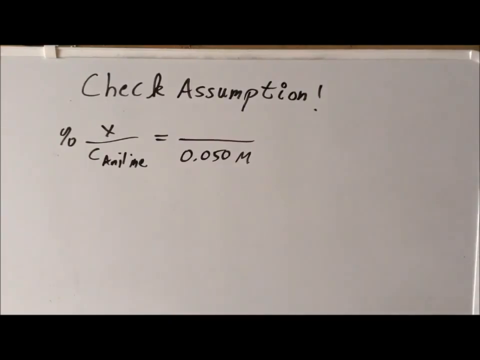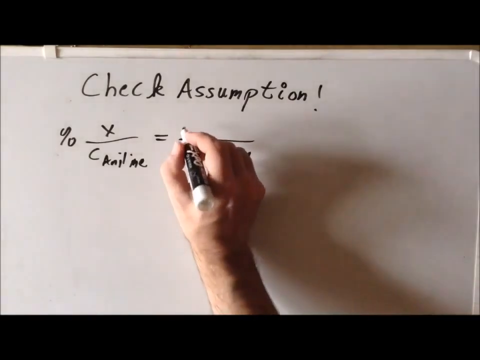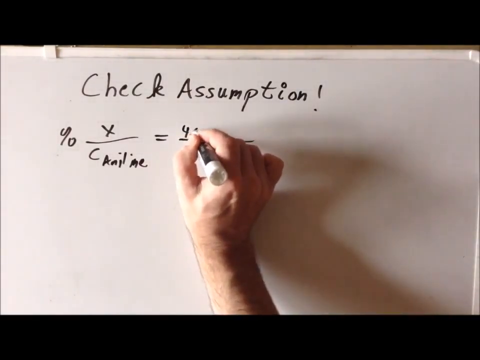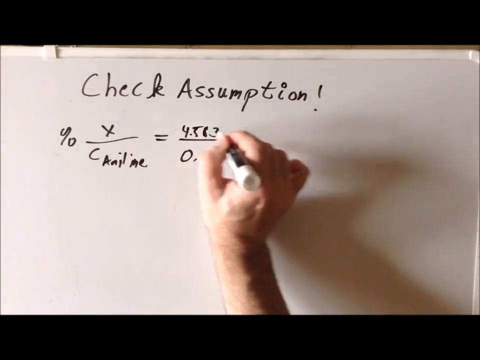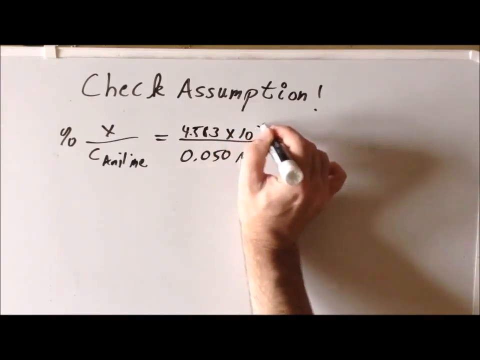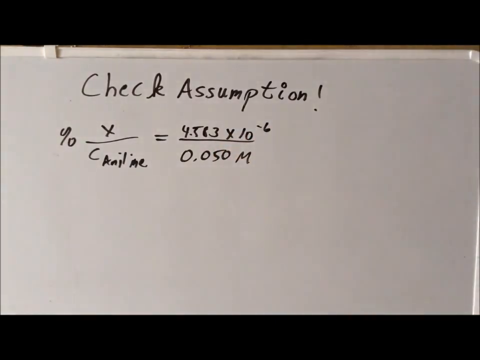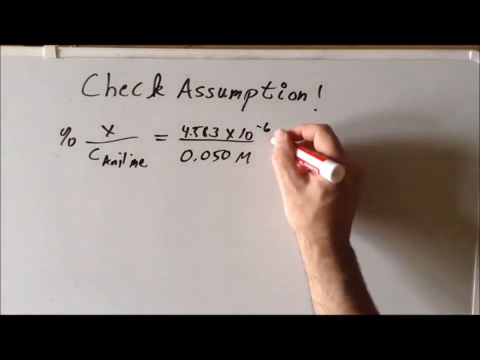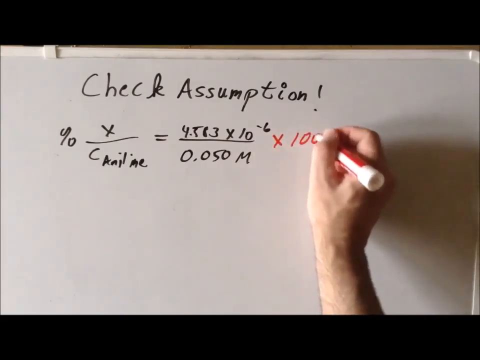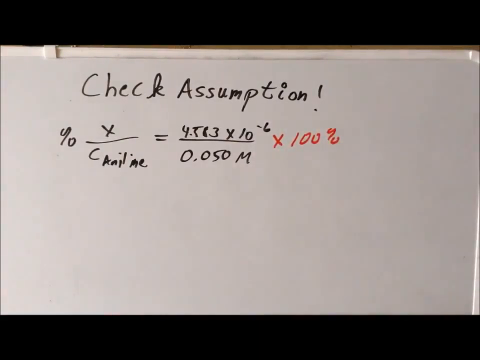reacted with water, turned out to be 4.583 times 10 to the minus 6th. And if we want to convert this to a percentage, recall that we always have to multiply this by 100% to make it a percentage. We can also do some manipulations of these values to make the calculation even quicker.